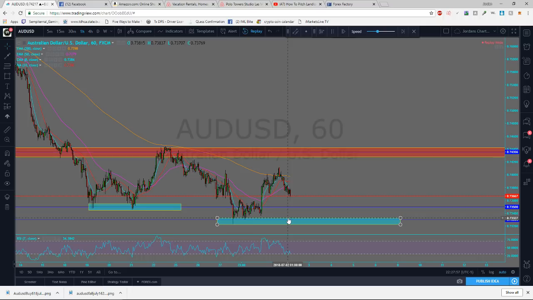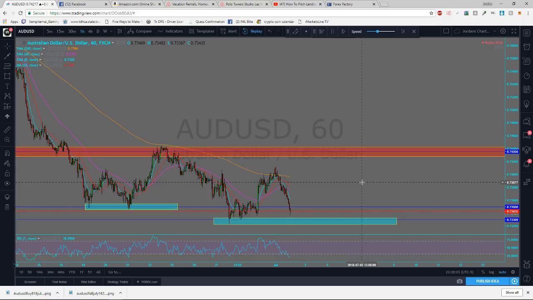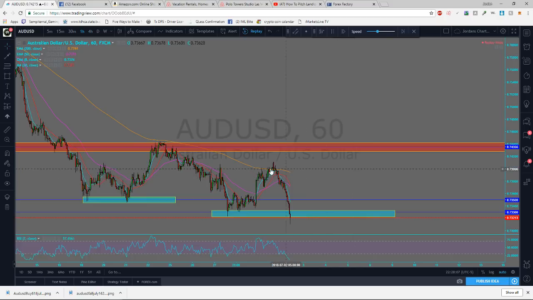And this trading takes patience, especially with AUD. Every pair moves at different speeds. You've got to understand that, right? And AUD/USD is one of the slowest moving pairs. So now we're seeing a spike to the bottom. You know what I mean?